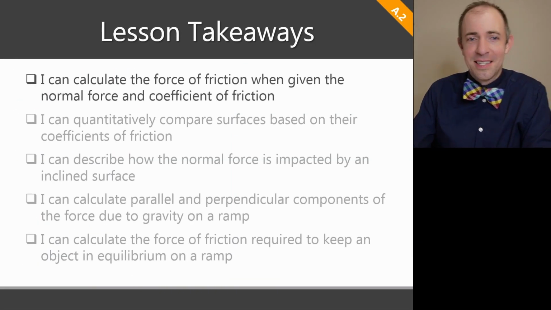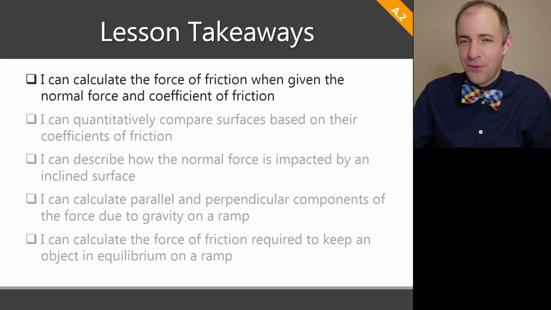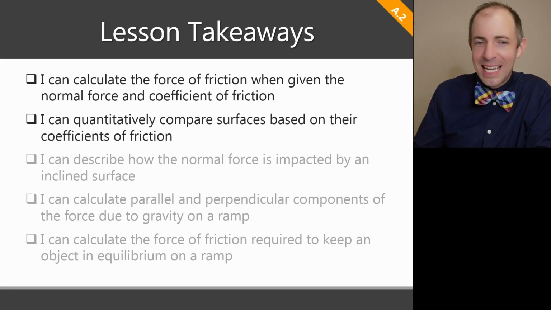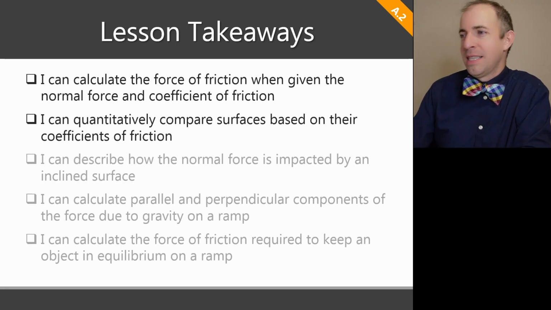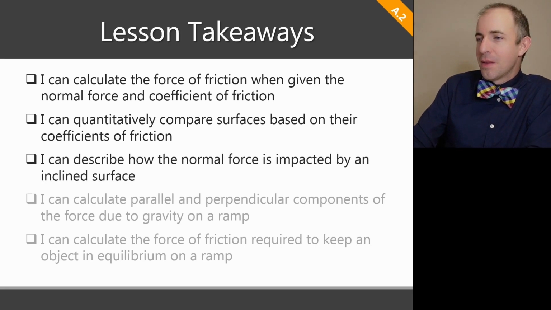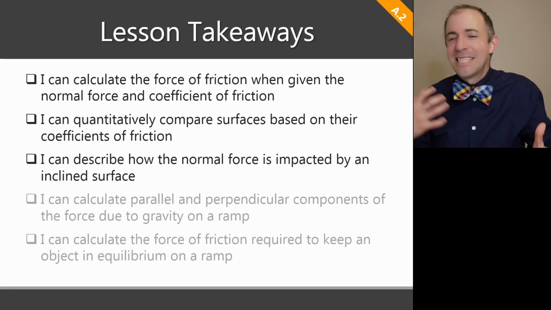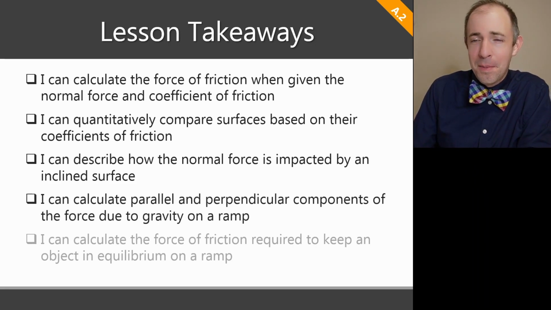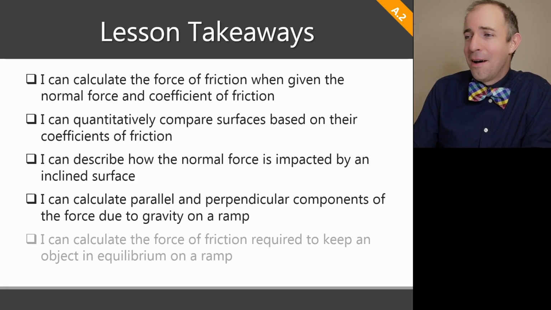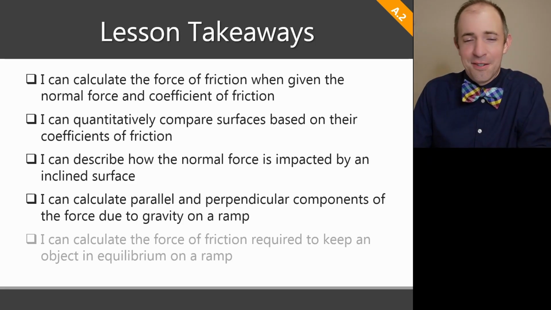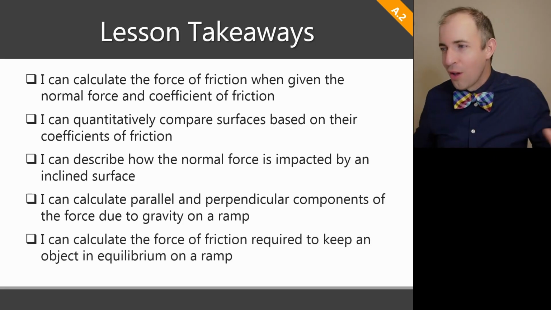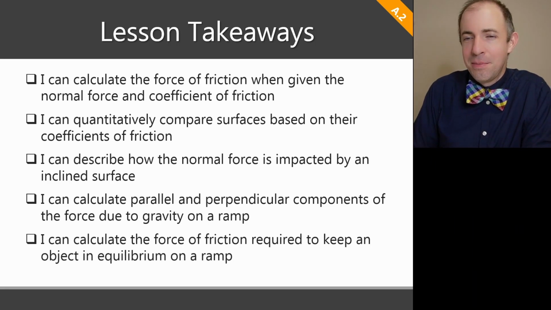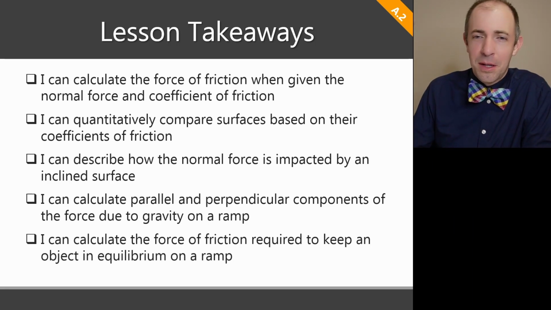All right, so takeaways in this lesson, you should be able to understand force of friction, how it's related to the normal force and coefficient, and then quantitatively compare these surfaces using that coefficient. Also, you should know how this incline is going to impact things like the normal force and be able to calculate parallel and perpendicular forces of Fg from whatever angle that ramp happens to be. And then with all of that, be able to work backward and figure out what the force of friction has to be in order to maintain this equilibrium on a ramp.